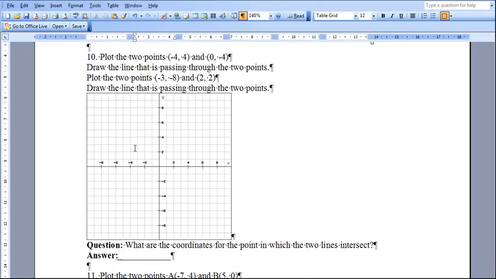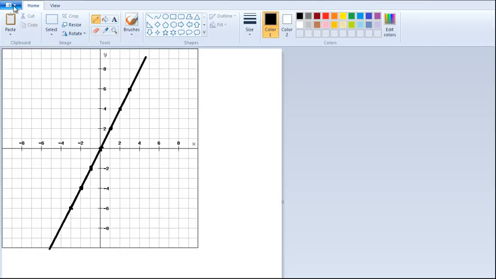Number 10. Plot the 2 points minus 4, 4 and 0, minus 4, and then draw the line that is passing through the 2 points. And same thing with these points. And then we have to find out what are the coordinates for the point in which the two lines intersect, where they cross each other. Okay, so we have to draw this first. Let's do this in Paint.